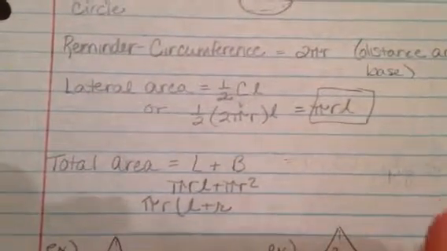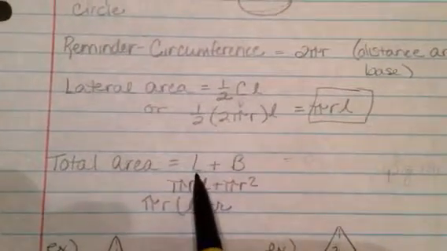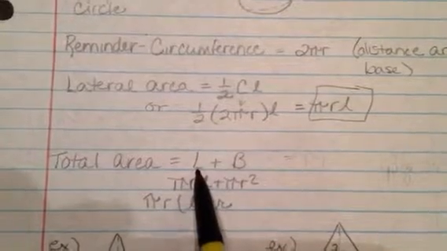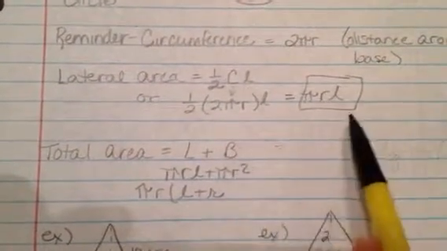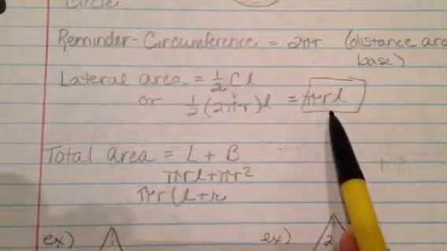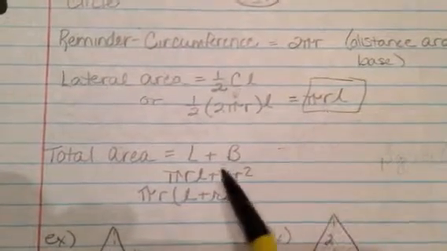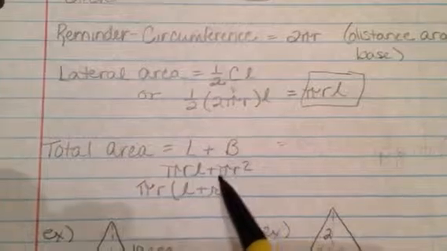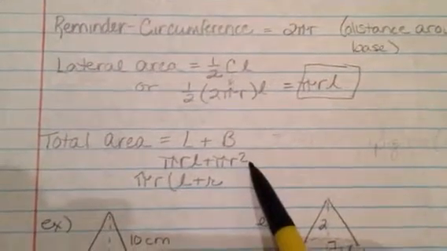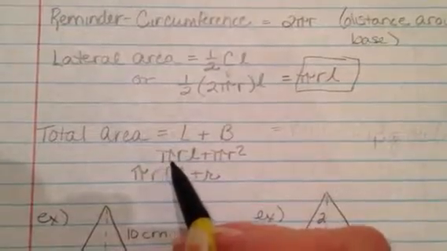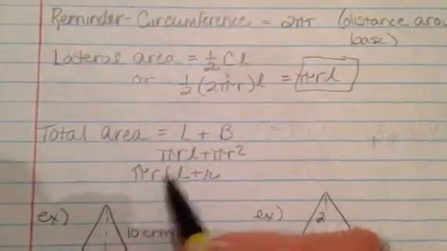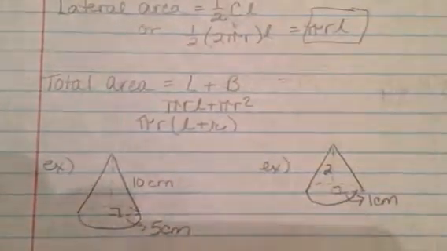The total area of a cone is the lateral area, the capital L, plus the base area. Well, the lateral area we just said was pi times radius times slant height, plus the area of the base is pi r squared. And if I take out the common factor of pi times r and pull it out front, what it leaves me with is the slant height plus the radius.